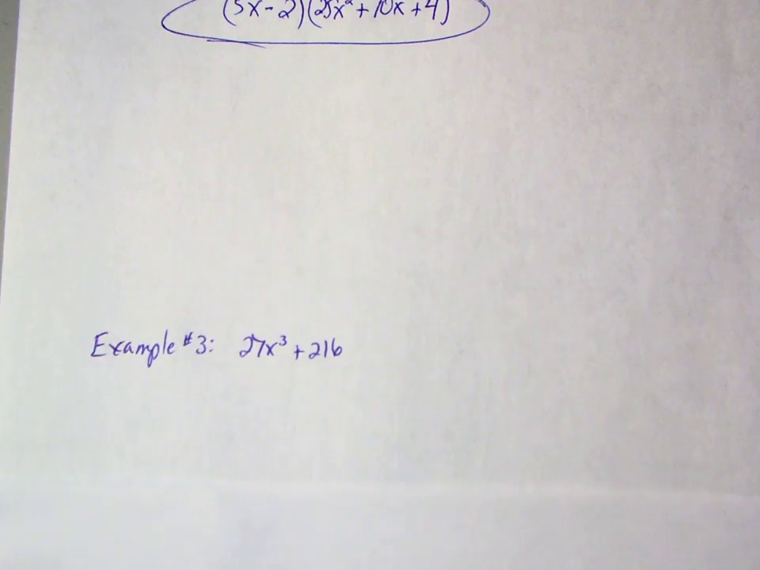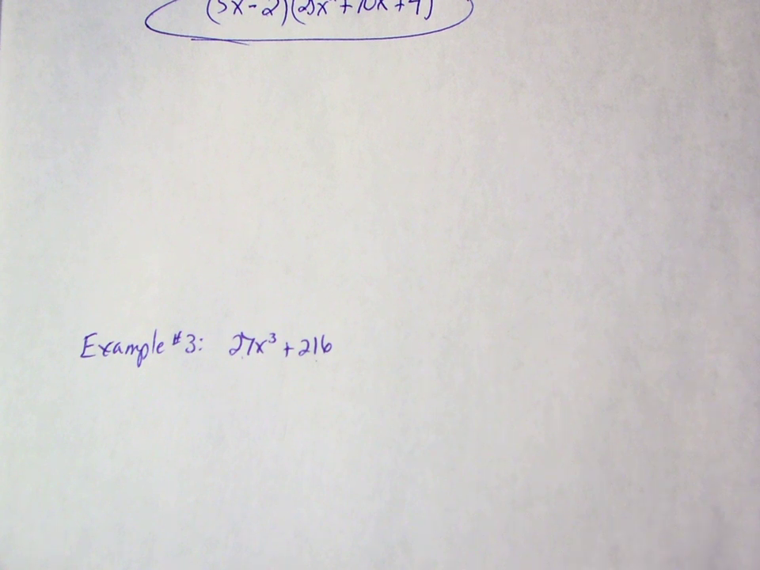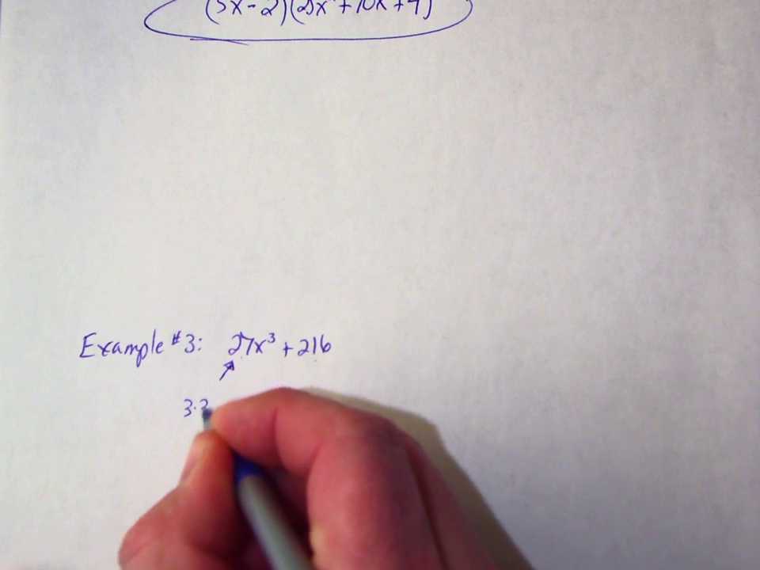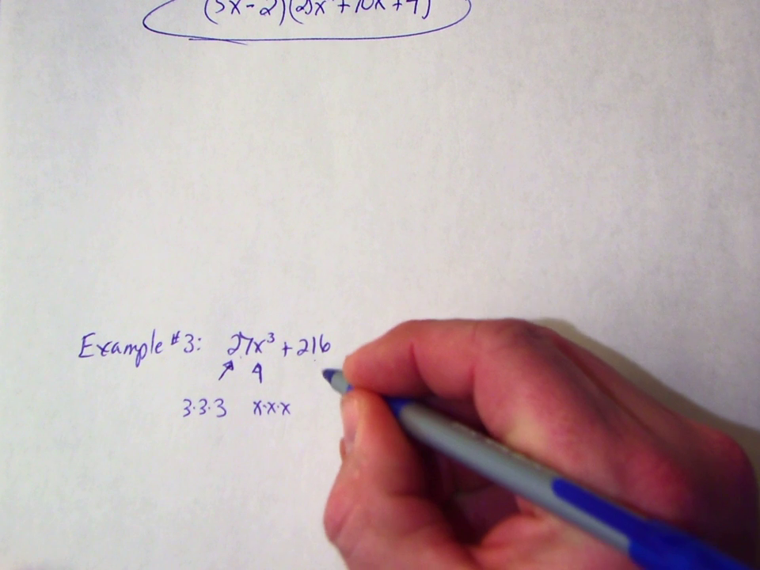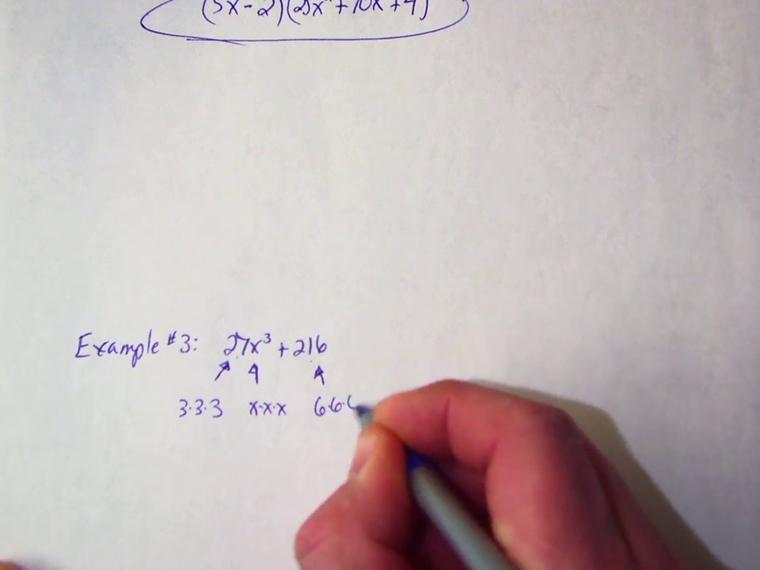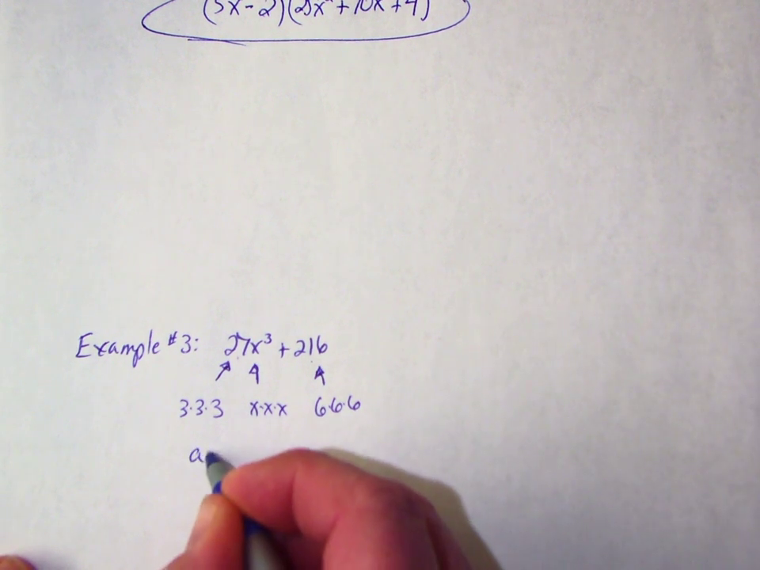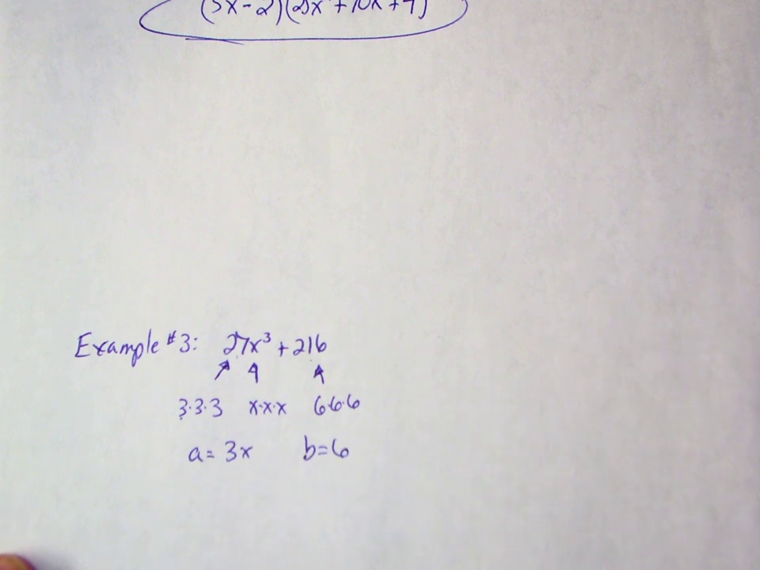And the last example, 27 times x cubed plus 216. So let's see, 27, that is a perfect cube. That's 3 times 3 times 3. Again, this is x times x times x. And 216 is 6 times 6 times 6. So a is 3x and b is 6.